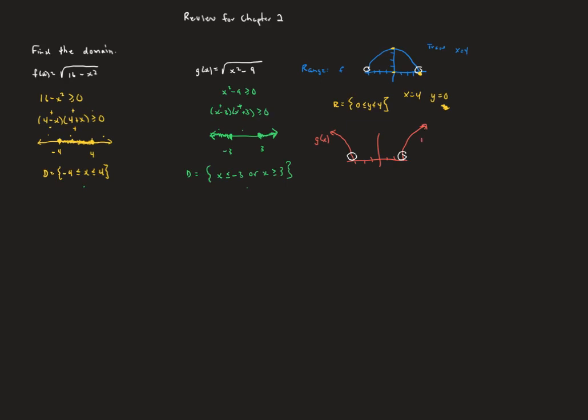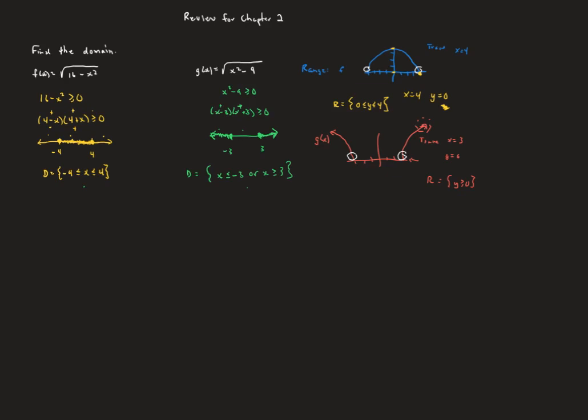But again, if you hit trace and then type in x equals 3, you will see that y equals 0 is in fact part of the curve. So since it goes forever up, then our range will be y greater than or equal to 0.